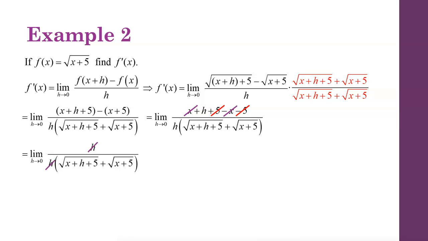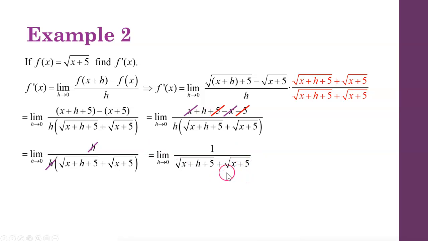So the h's cancel again, and what I'm left with is the limit as h goes to 0, 1 over the conjugate of what we started with, square root of x plus h plus 5 plus square root of x plus 5. And then I can start taking the limit as h goes to 0.